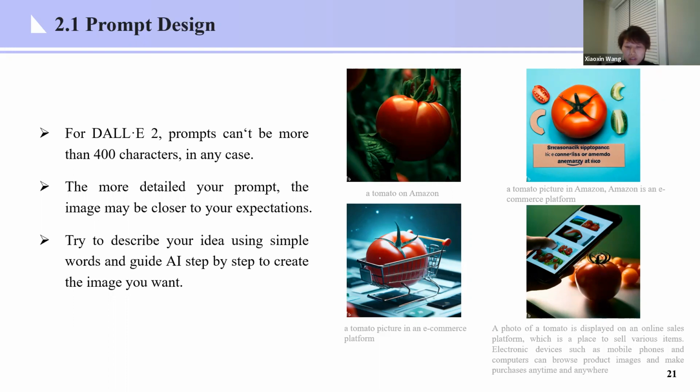Image creation is not achieved overnight. Sometimes it is a long process. For example, if you want a photo on Amazon, if you only enter a photo on Amazon, DALL-E may not know what Amazon means, so you only get an image of a tomato. You need to explain further and obtain the image through repeated attempts.